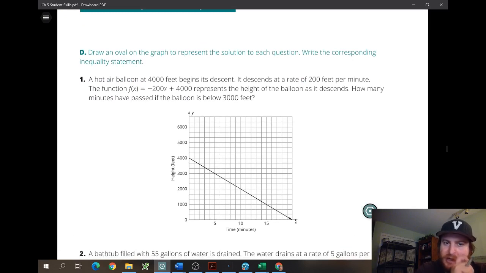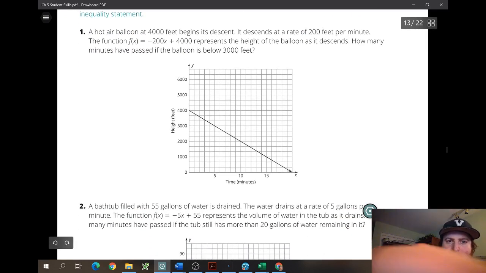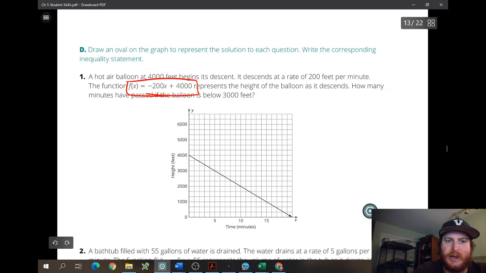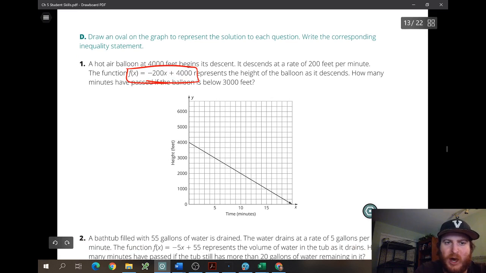Okay, and section D are these negative slopes, a lot of them. So we have f of x equals negative 200x plus 4,000. And it says to, in this case, draw an oval on the graph and then write the inequality statement. So this one says a hot air balloon at 4,000 feet begins its descent. It descends at a rate of 200 feet per minute. Descending is why it's a negative slope. And it says how many minutes have passed if the balloon is below 3,000 feet.